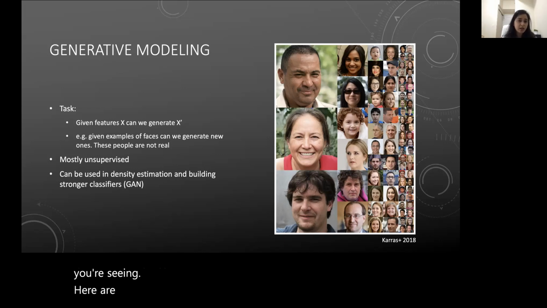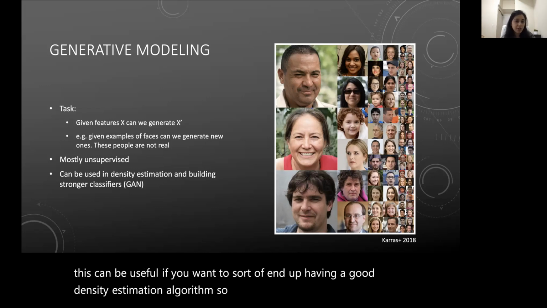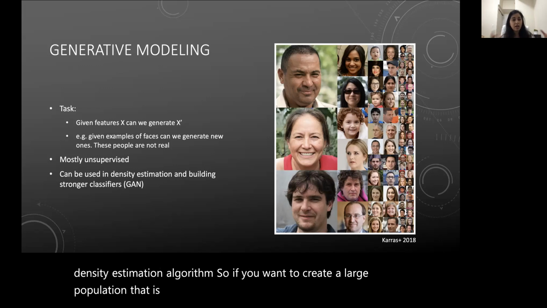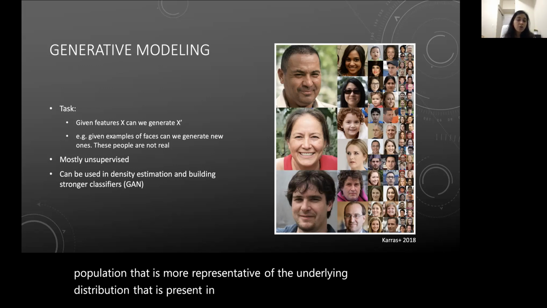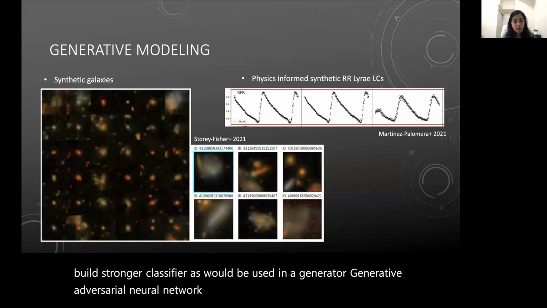Usually this is an unsupervised learning task, and it can be useful if you want a good density estimation algorithm. If you want to create a large population that is more representative of the underlying distribution present in the data, or you could use it to build a stronger classifier, as would be done in a generative adversarial neural network. With that being said, here are a couple of examples where this has been used in the field.